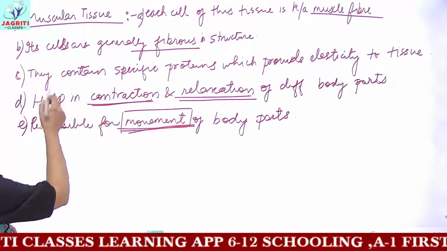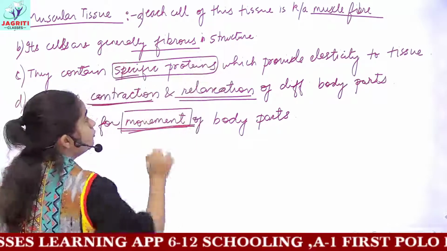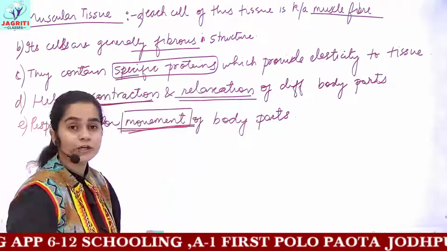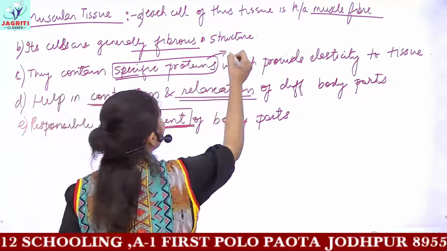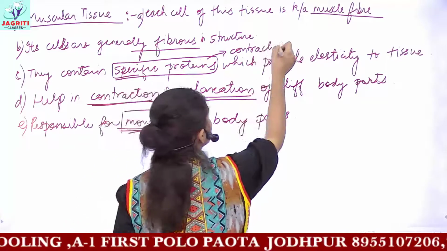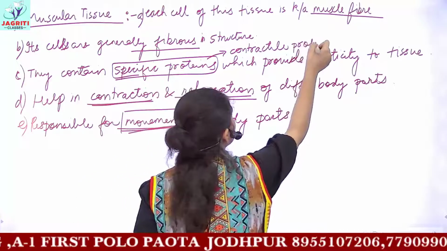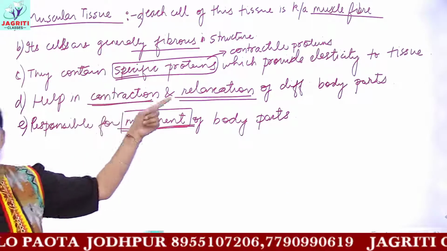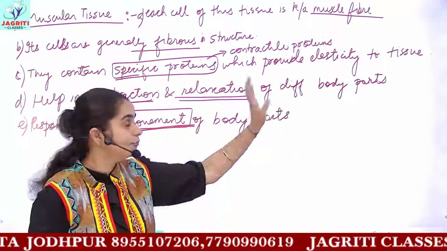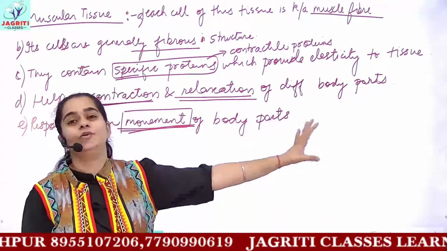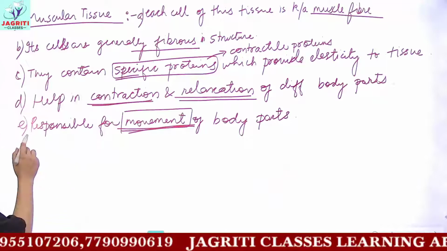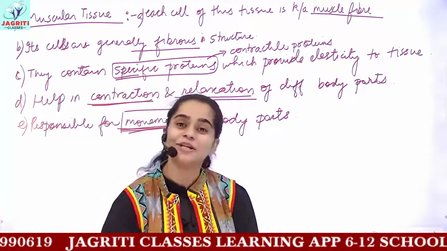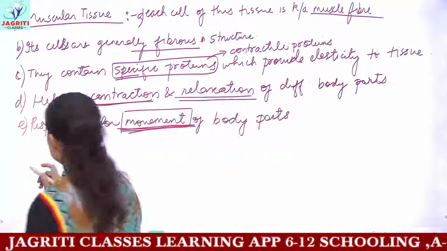Then next, they contain some special proteins which provide the muscle flexibility or elasticity. These special proteins are also called contractile proteins. Then the next point: these contractile proteins help in contraction and relaxation of muscles or of different body parts wherever you have muscles. And the last was that these are responsible for movement, as I explained in detail why muscles are said to be responsible for movement.